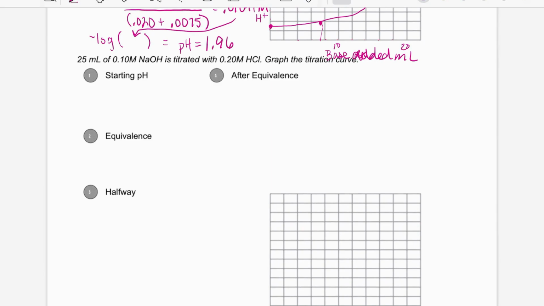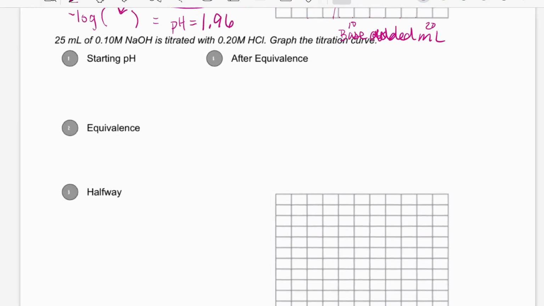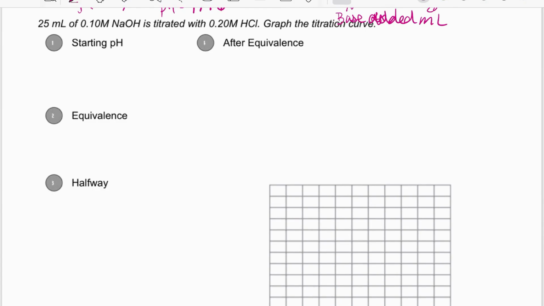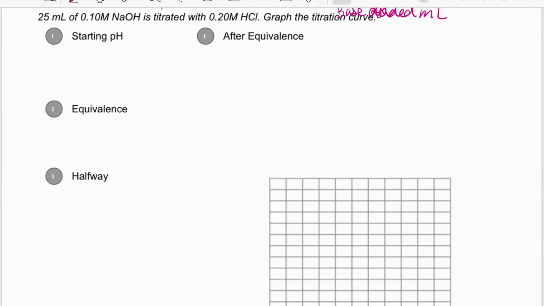Okay, the next problem that I'm going to be doing, I'm looking at a base being titrated with an acid. So similar steps, but we just have to pay attention that we have the hydroxide ion instead of the hydrogen ion that we're starting with. So for starting pH, just like we did before, we're going to take the negative log. This is a base. NaOH is our analyte. It's a base, and we're titrating with HCl, which is contributing the hydrogen, which is the acid.